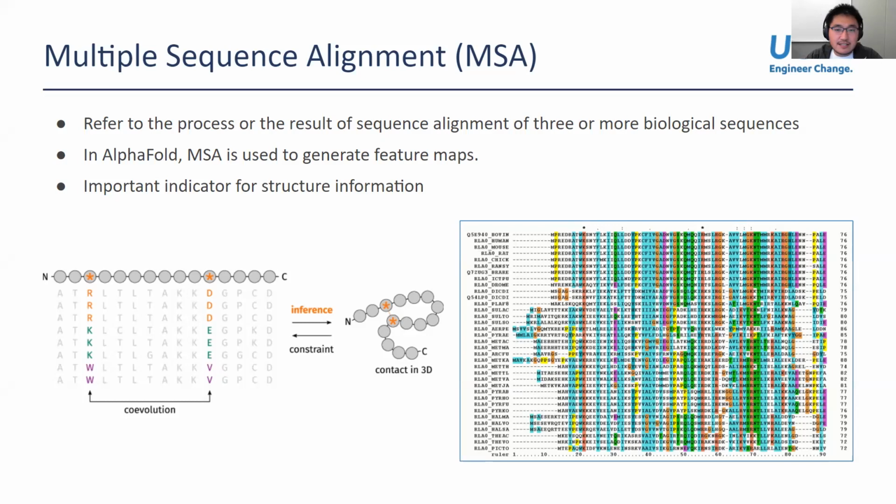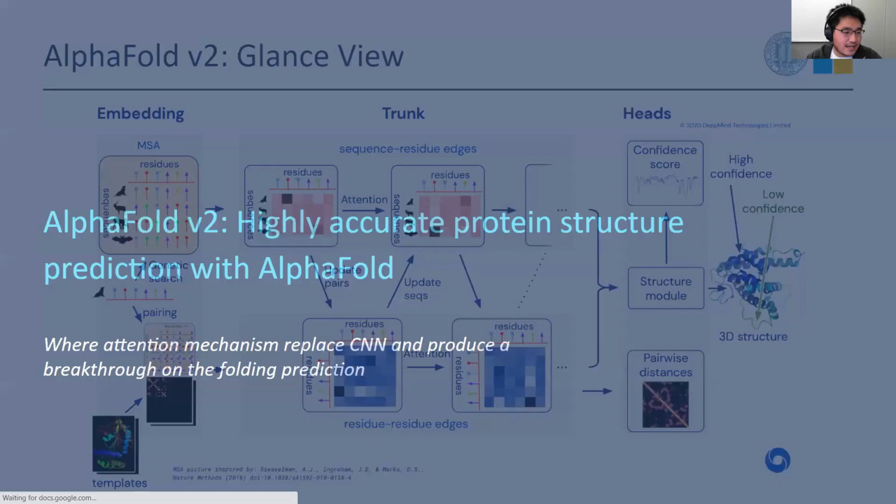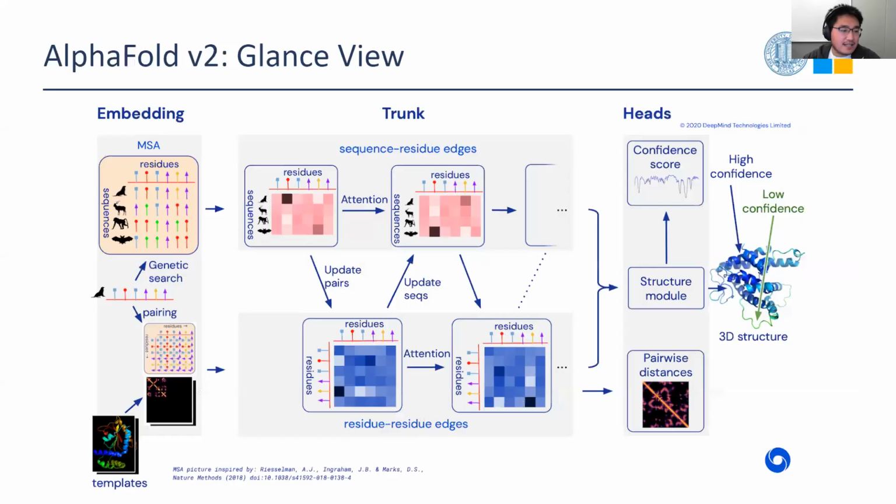So, short summary of that. This is more like returning a series of similar protein sequences with known information. Let me jump to AlphaFold 2, and now let's get some general idea.